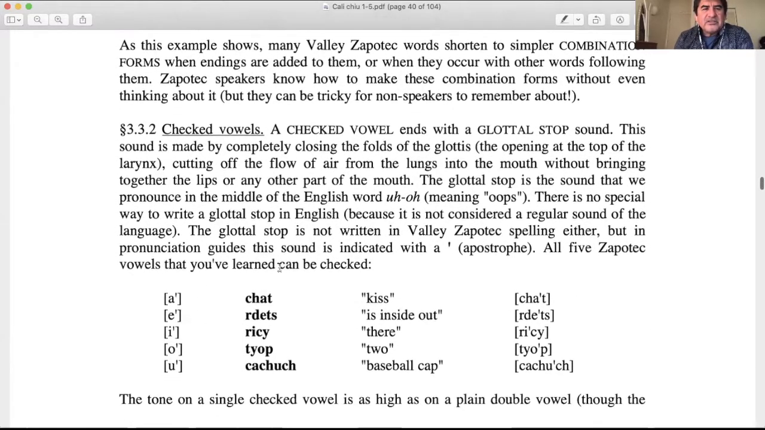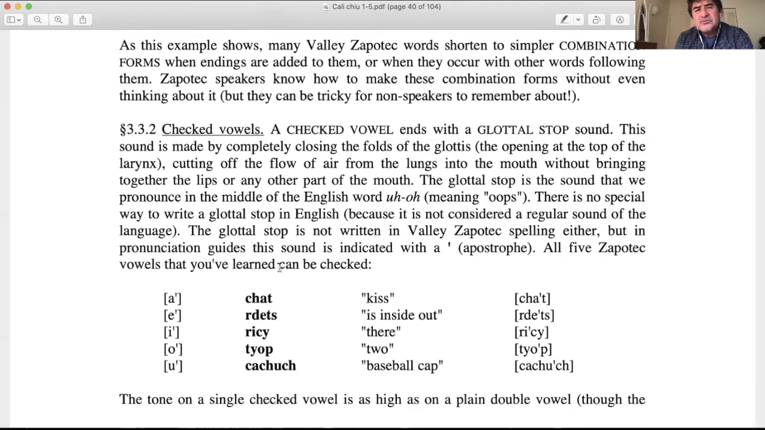So now we get into our check vowel. What does that mean when you see a check vowel? Well, a check vowel ends with a glottal stop sound. This sound is made by completely closing the folds of the glottis, opening the top of the larynx. But I'm not going to go into these very specific ways of defining it. I think the best way to think about it is when you stop at the word like uh-oh. There's a pause and then a release.